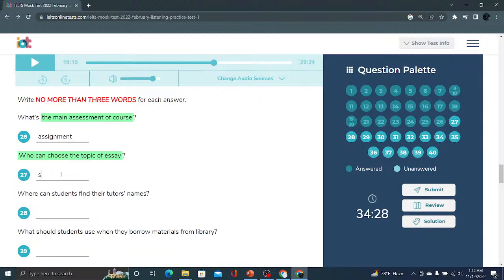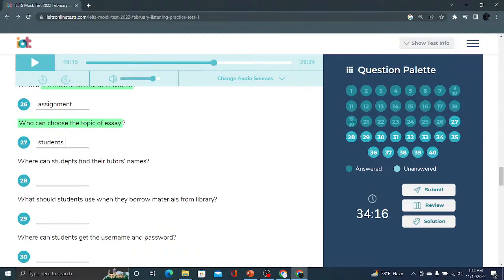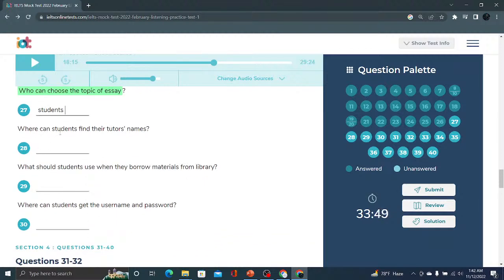The answer would be student. Students can choose their essay topic. Don't write "myself", because it's not the answer. Myself means she was asking whether they can choose this topic. So she was asking on behalf of all students. That's why the answer would be students. Okay, let's move on. Where can students find their tutor's name?